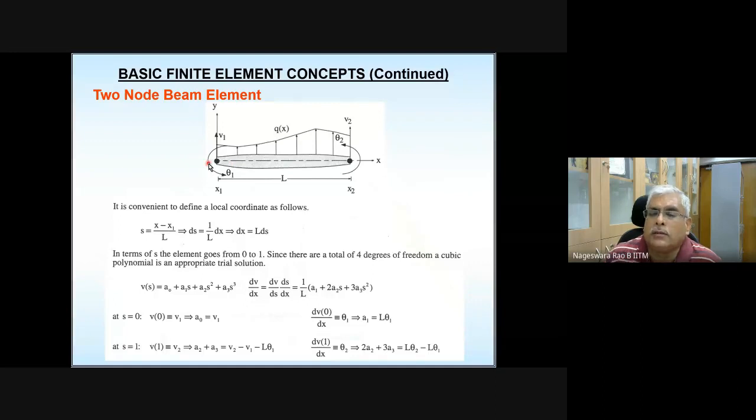Now this beam element has two nodes. At each node you have 2 degrees of freedom. What are the 2 degrees of freedom? Transverse displacement and rotation, at both nodes. So a total of 4 degrees of freedom are there for a beam element. You recall how you derived the shape function for a bar element. The 2-node bar element has 2 nodes, and the total degrees of freedom are 2.